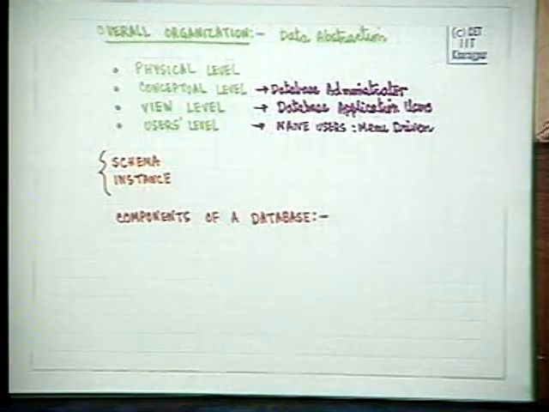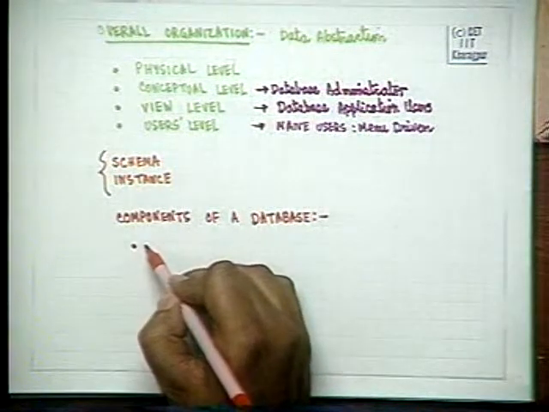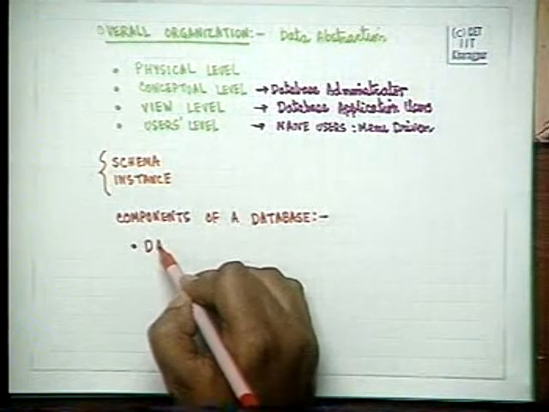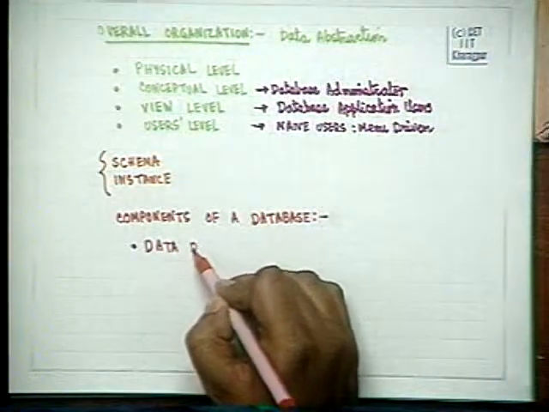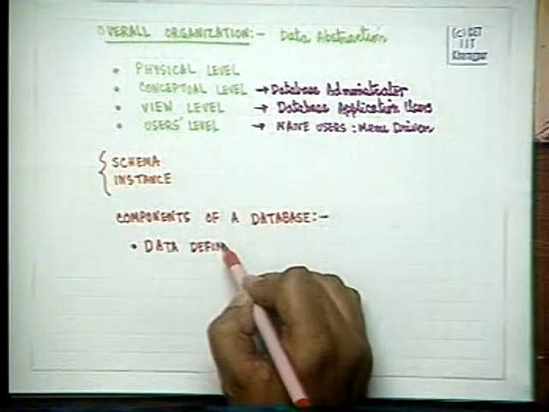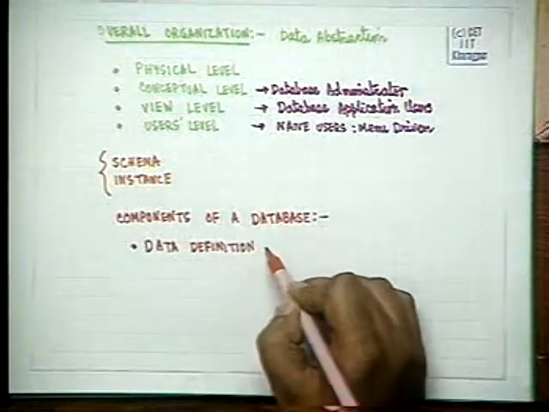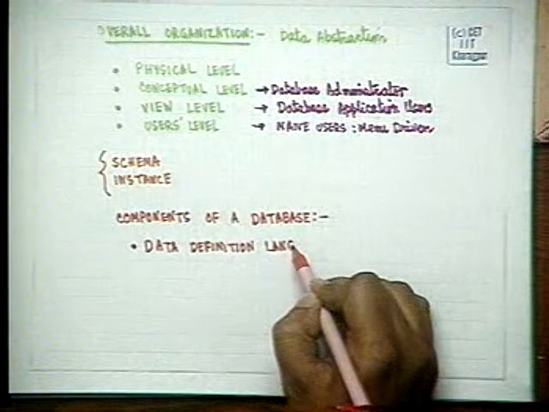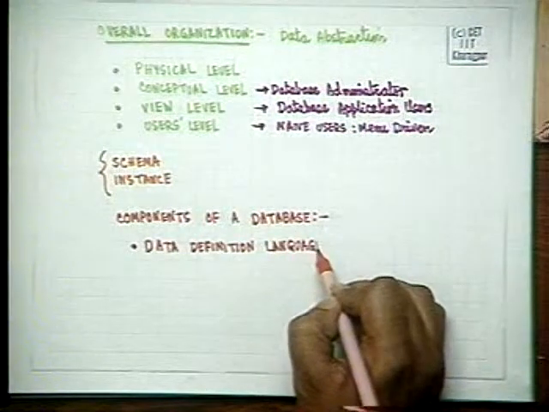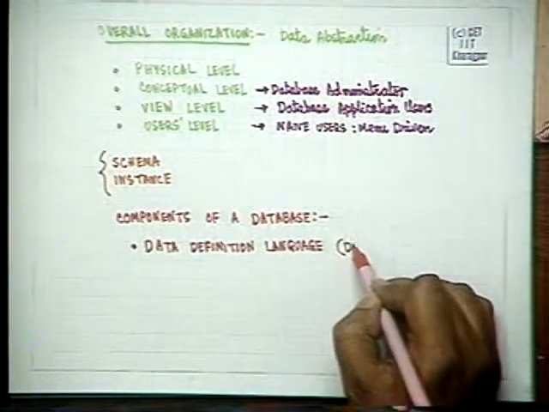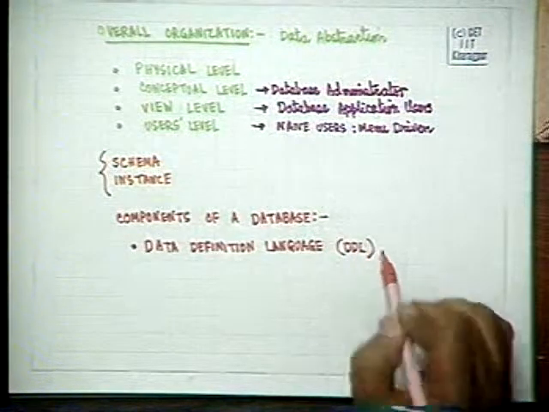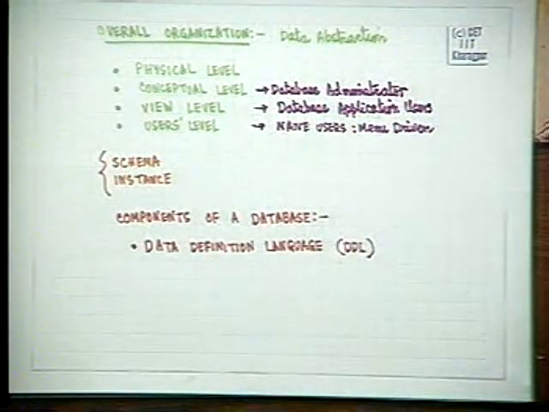from a user's point of view, there are 2 major components. One is called a data definition language. Every database must have a data definition language, which is in short called DDL. This is how you define your whole database. What is the data definition of your whole database? What is the information, how are they related, what is the relationship, this is what you store.